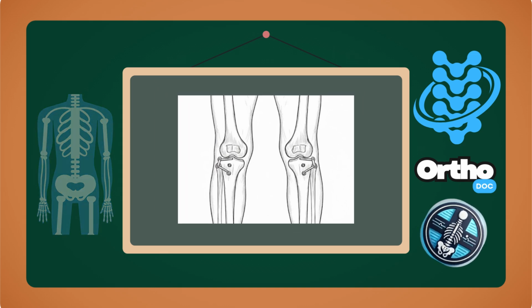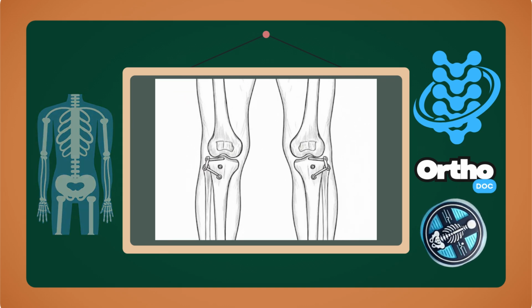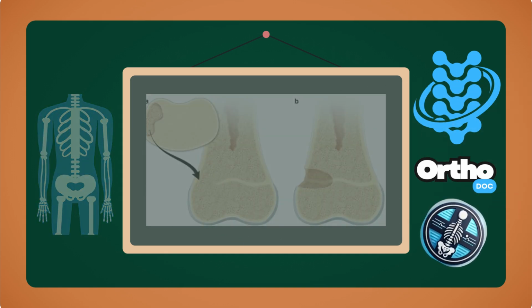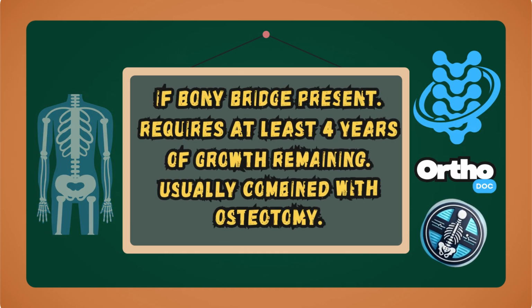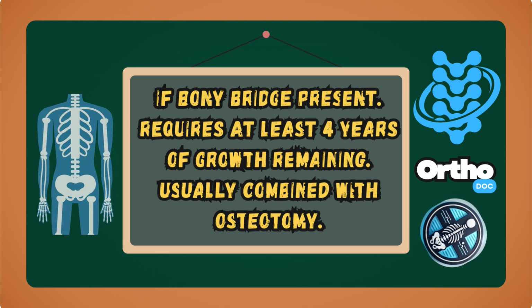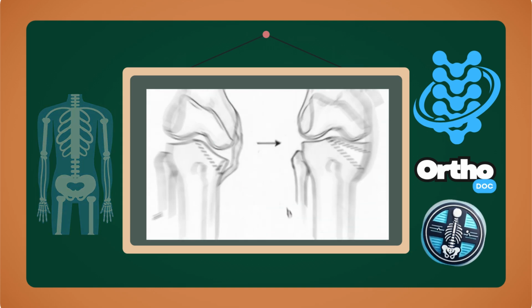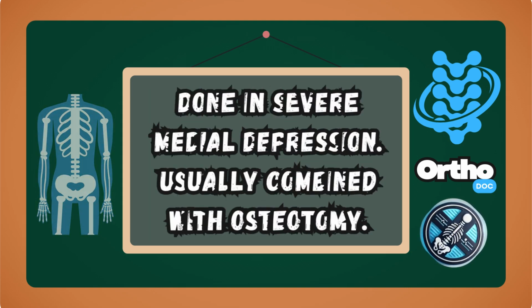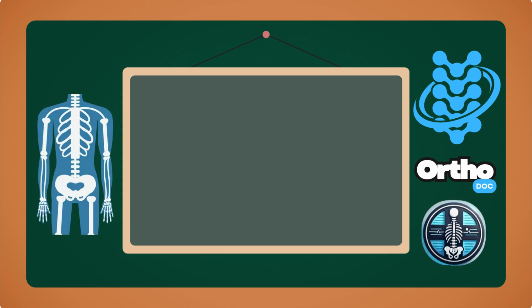Second is growth modulation, like tension band plate, used in selected growing children. Third is physeal bar resection. If bony bridge is present, it needs 4 or more than 4 years growth remaining. It is usually combined with osteotomy. Fourth is hemiplateau elevation. It is for severe medial depression and done with osteotomy.